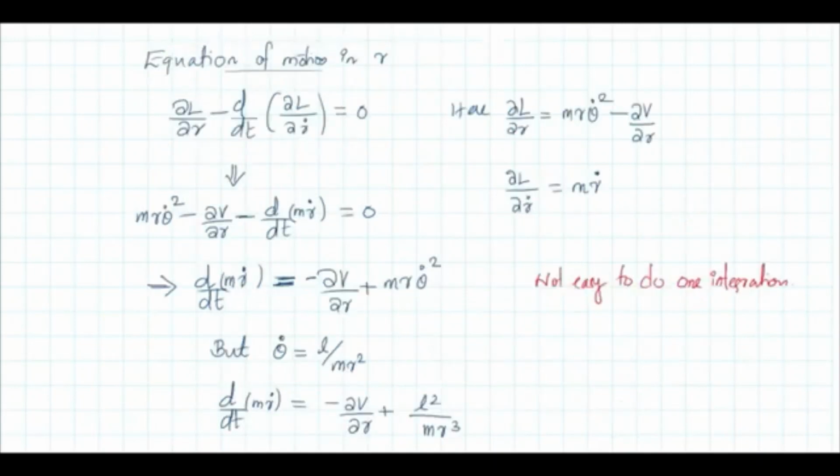Now we will write the equation of motion in r. ∂L/∂r minus d/dt of (∂L/∂r dot) equal to 0. ∂L/∂r is m r theta dot square minus ∂V/∂r. ∂L/∂r dot is m r dot. Substitute these values back in this expression. You will get m r theta dot square minus ∂V/∂r minus d/dt of (m r dot) equal to 0, or d/dt of (m r dot) equal to minus ∂V/∂r plus m r theta dot square.